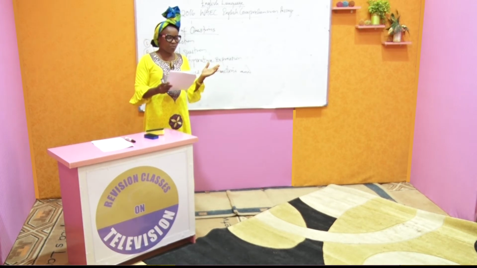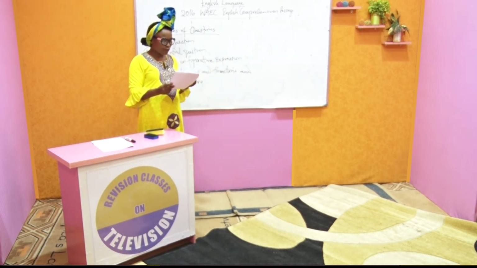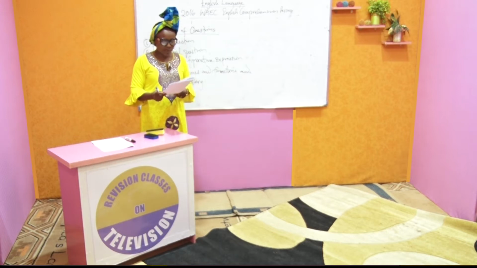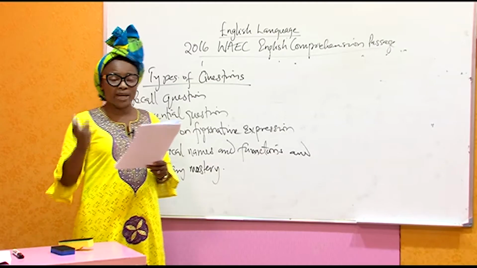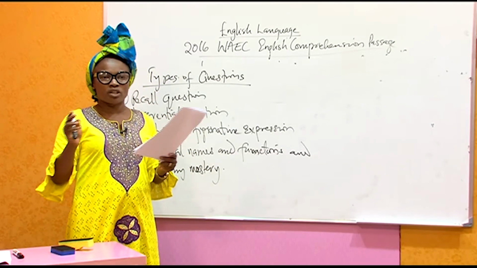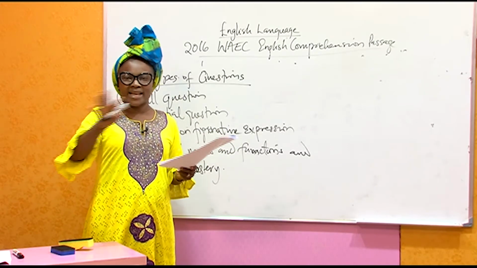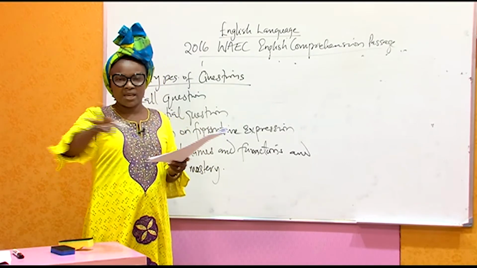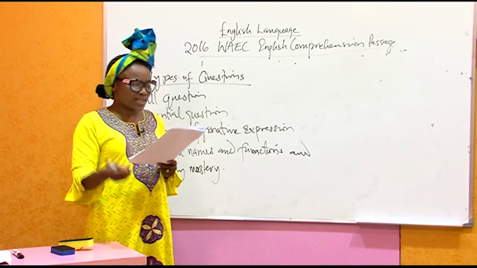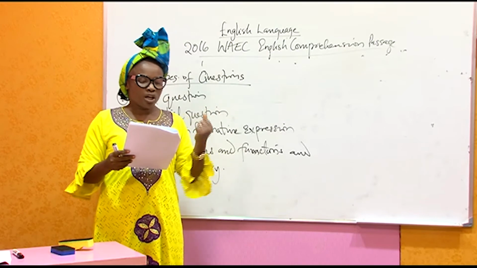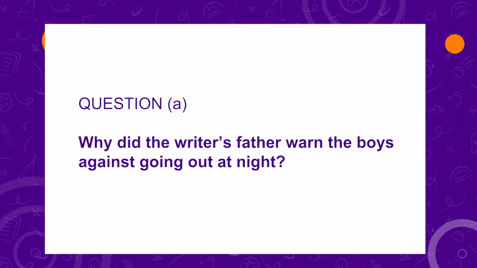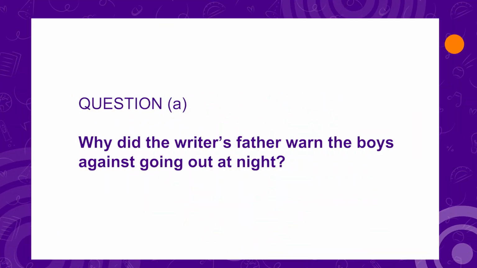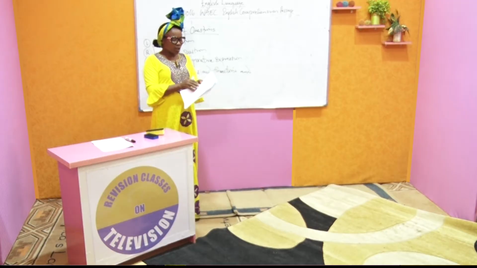Questions A and B are good examples of recall questions. I told us in the last lesson that recall questions simply mean questions whose answers you can get from the information given to us clearly in the passage. So we'll quickly take a look at question A. It says, why did the writer's father warn the boys against going out at night? It's a recall question. It's a question that you get the answer directly from the passage.